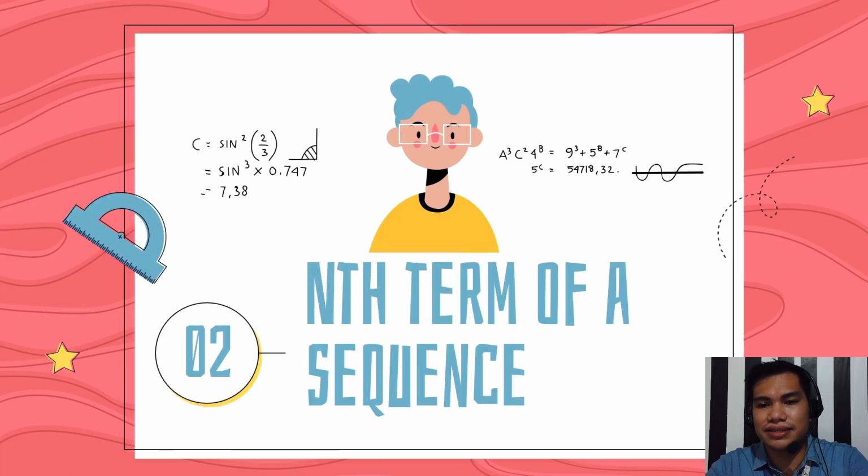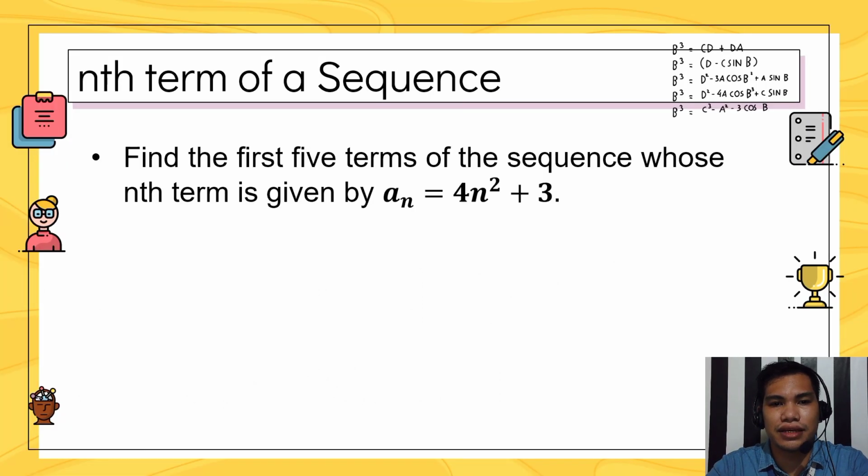Let's move to the next topic. The next topic will be the nth term of a sequence. For example, gitagaan ka ginani nga question. Find the first 5 terms of the sequence whose nth term is given by a sub n is equal to 4n squared plus 3. Sige, anong sabi niya? First 5 term daw kuno sa sequence, dayon gihatag sa tua, a sub n is equal to 4n squared plus 3. So, yang gusto 5 ka terms.